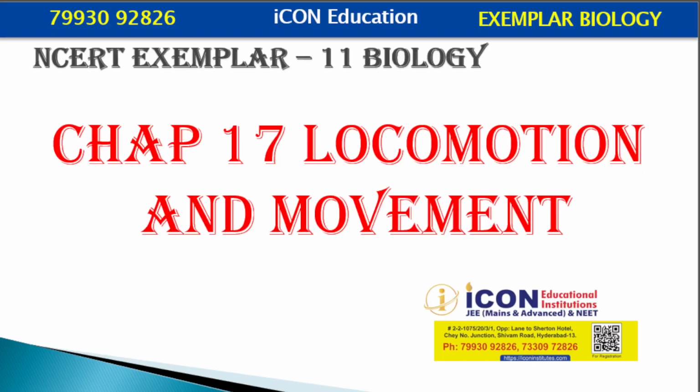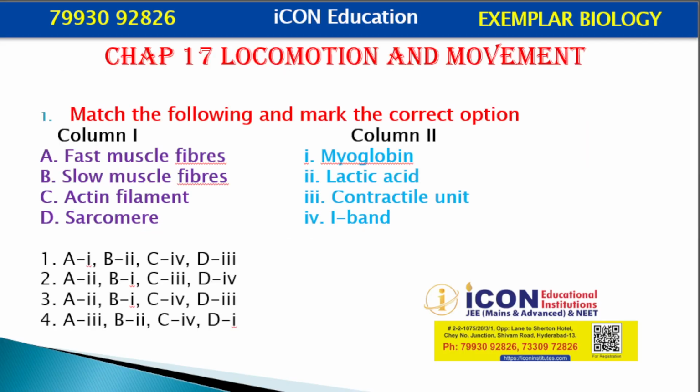Locomotion and Movement, NCERT Exemplar 11 Biology, Chapter 17, Locomotion and Movement. Match the following and mark the correct option. Fast muscle fiber, slow muscle fiber, actin filament, sarcomere is given in column 1. Myoglobin, lactic acid, contractile unit, I band is given in column 2.